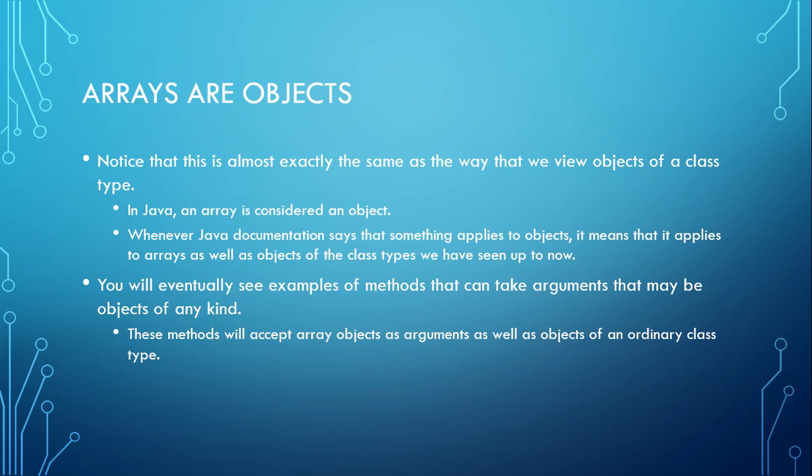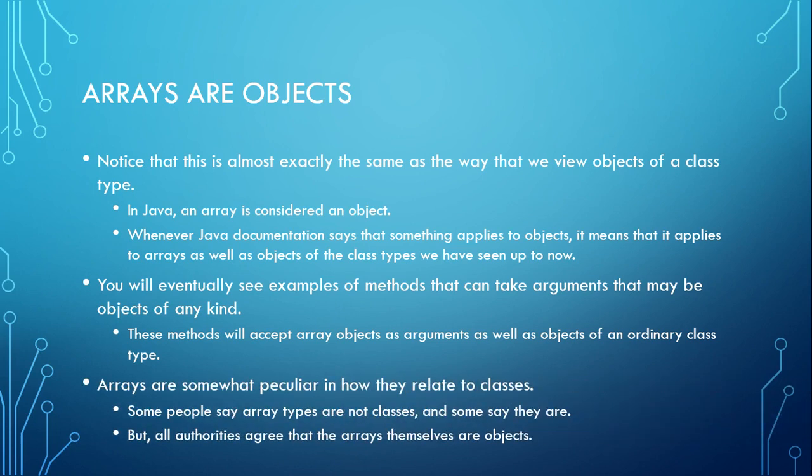You will eventually see examples of methods that can take arguments that may be objects of any kind. These methods will accept array objects as arguments as well as objects of an ordinary class type. Arrays are somewhat peculiar, though, in how they relate to classes. Now, some people argue that the array types themselves are not classes. Some say they are, but pretty much all authorities will agree that arrays are objects. Me personally, I'm not saying. I think arrays are simply just an object type. I don't necessarily think they're a class, right? Because they only really have one member, which is that of the length.